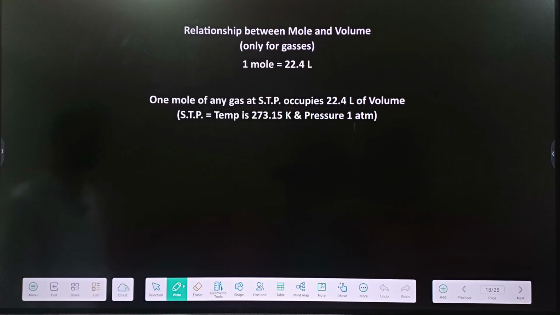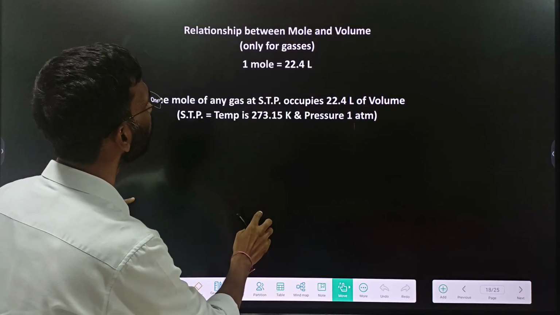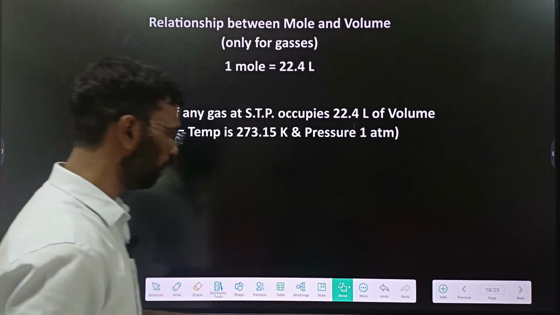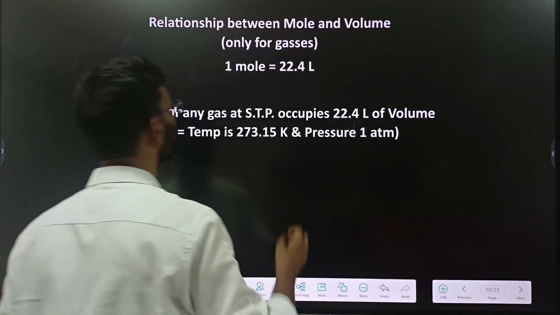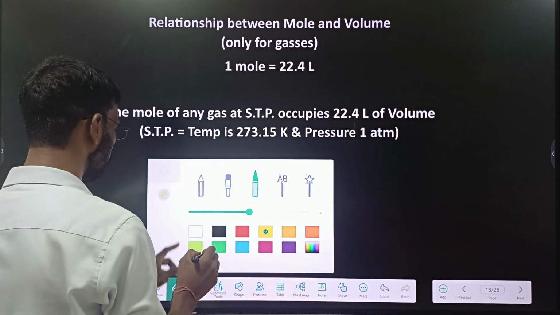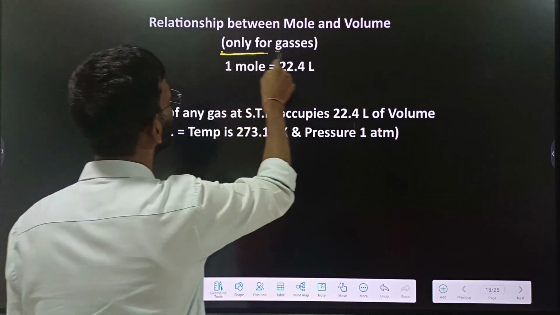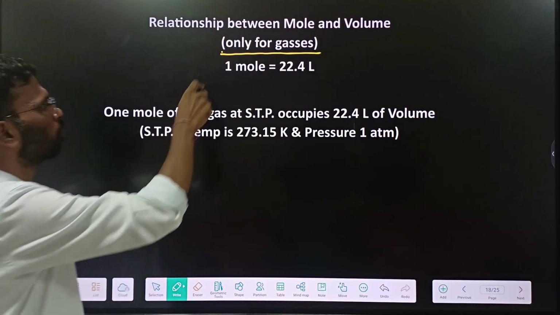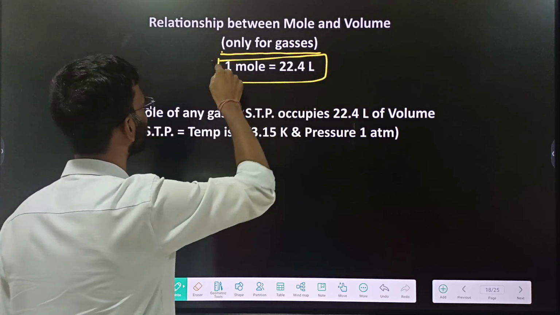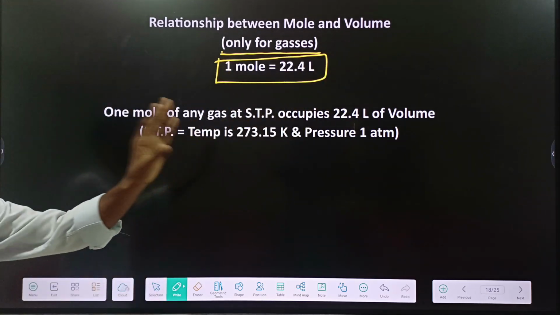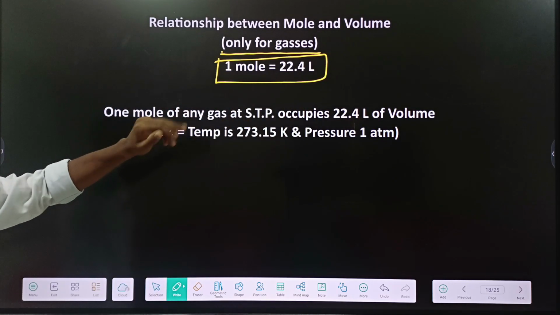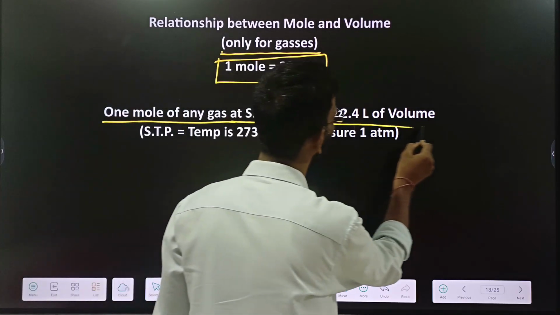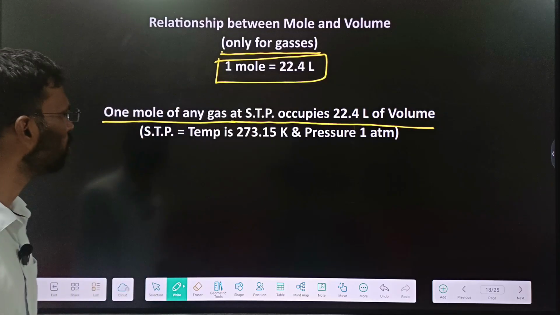Next is the relationship between a mole and a volume. This relation is true only for gases. This is very important. Means 1 mole of any gas, you write V is equal to 22.4 liter, but it has a condition. The condition is 1 mole of any gas at STP occupies 22.4 liter of volume. What is the meaning of STP?